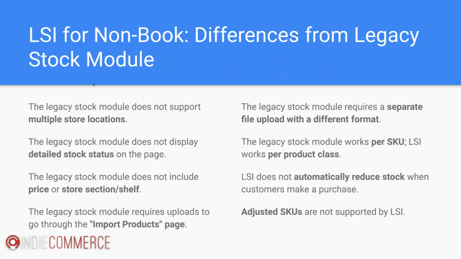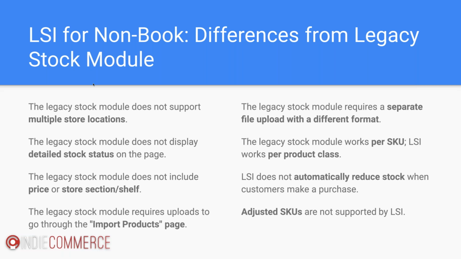For those stores who are using the legacy stock module, just a high-level overview of the differences. The legacy stock module doesn't support multiple store locations. It does not support the detailed stock status that customers see on the page. It doesn't include native support for price or the store section or shelf. The legacy stock module required uploads to go through the import products page. There was no way to automate it or send it via FTP or Treeline. It requires a separate file upload with a different format, which was a pain point for a lot of stores to have to create 2 different files.